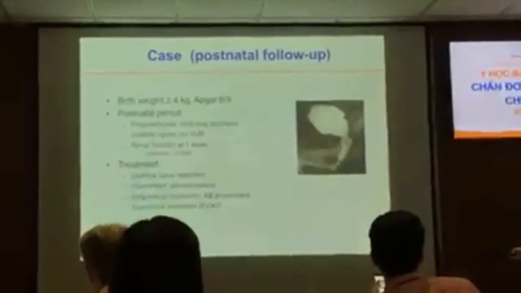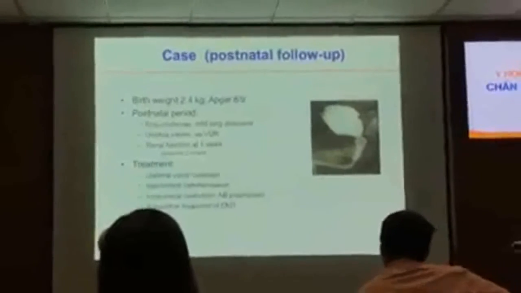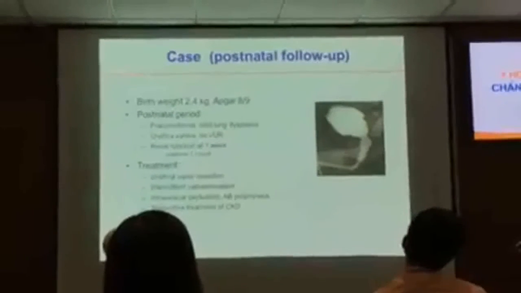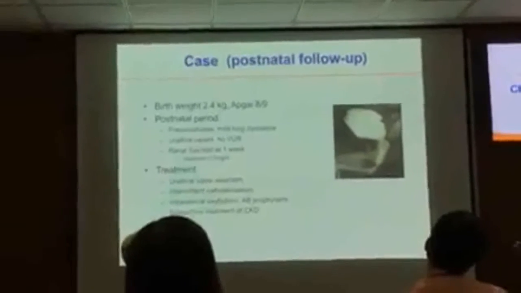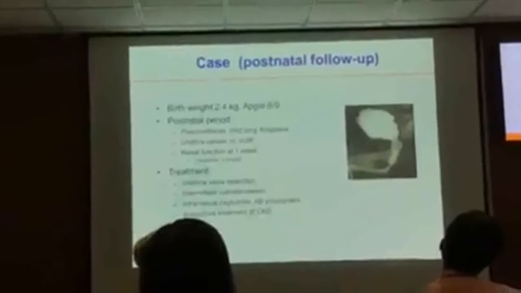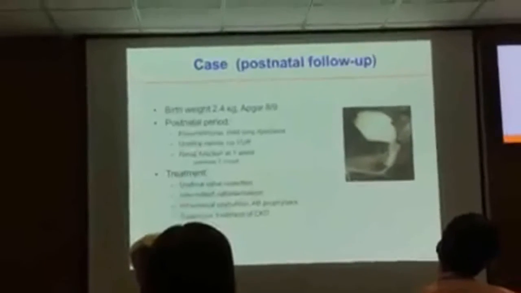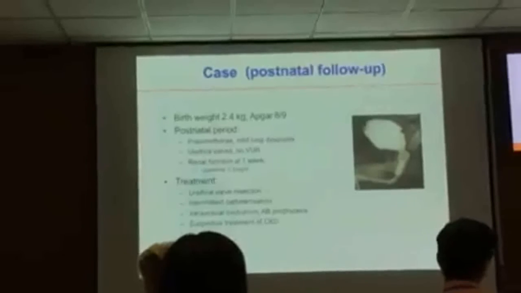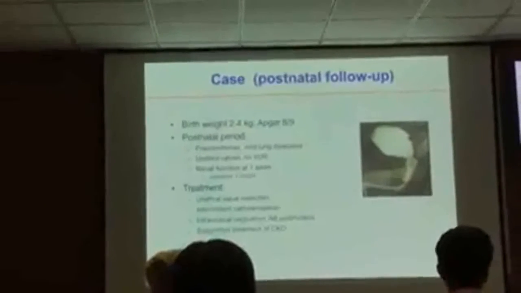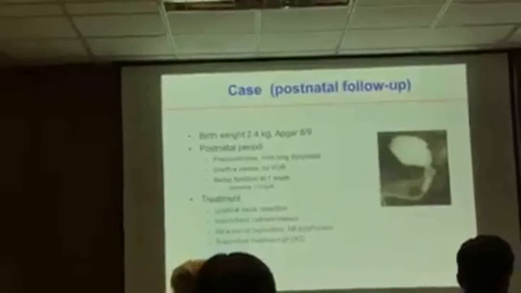But after birth, in the postnatal period, they found urethral valve but no VU reflux. So they got postnatal urethral valve resection directly. But still need to have intermittent catheterization, and you need to do the intravesical oxybutynin injection and antibiotic prophylaxis for the UTI infection. So it's quite standard.